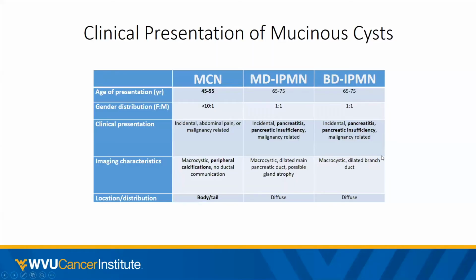So just to briefly review the clinical presentation, MCNs tend to be more common in younger patients compared to IPMNs, more common in females. Their clinical presentation is similar, but we worry more about pancreatitis in the IPMN patients as a symptom concerning for dysplasia or malignancy. On imaging characteristics, peripheral calcifications can kind of distinguish MCNs. And then in terms of location, MCNs are going to be more common in the body and tail, whereas IPMNs can occur diffusely.